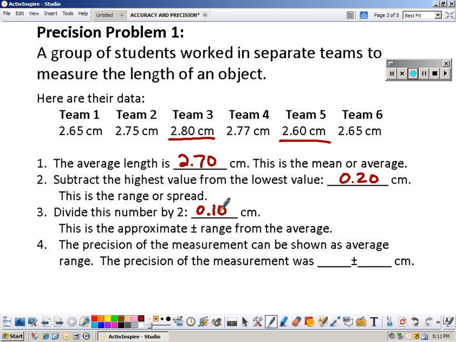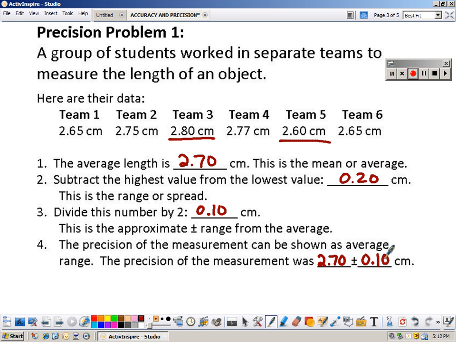Okay, next you go on to question number 4. It says the precision of the measurements can be shown as an average range. So the precision of the measurement was 2.70, and then the range, or the average of the range, is 0.1. All right, so this is how we calculate precision.